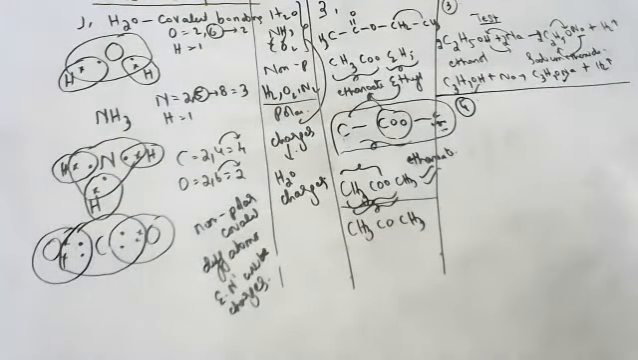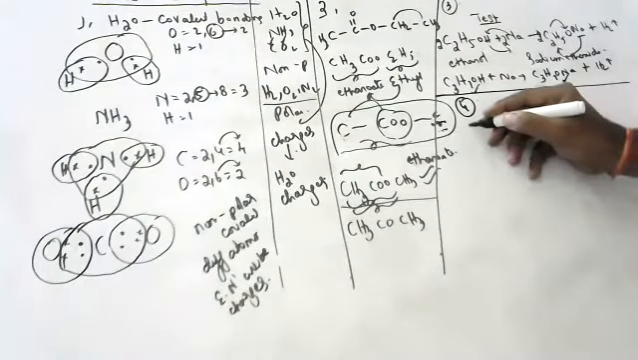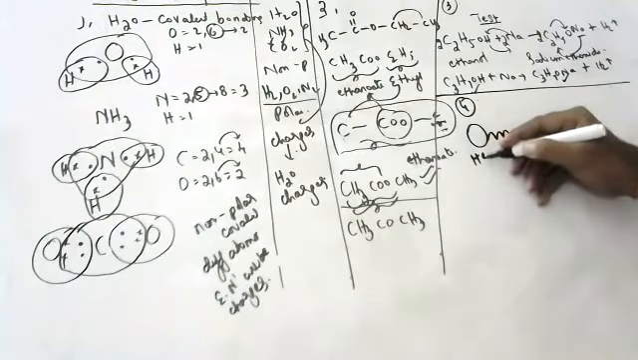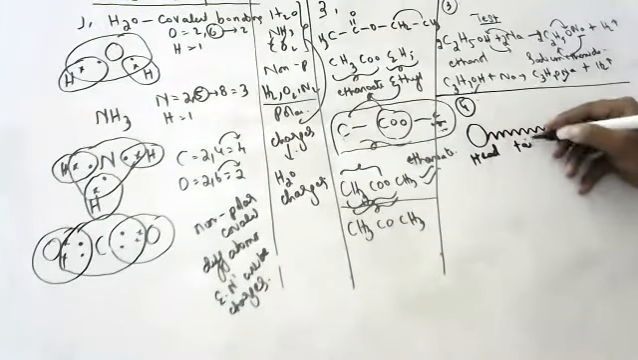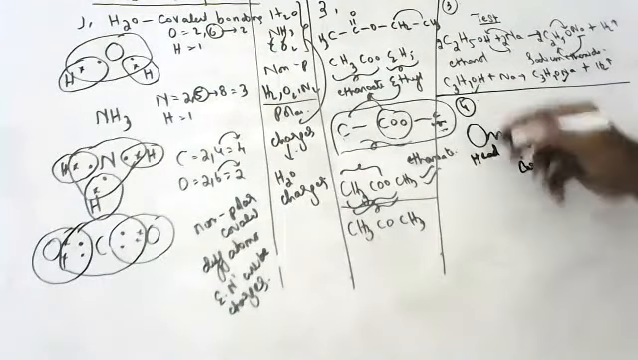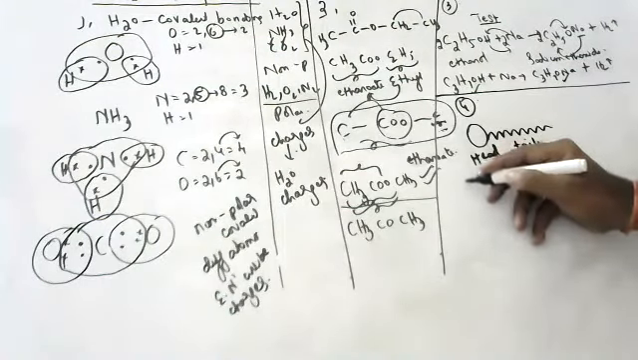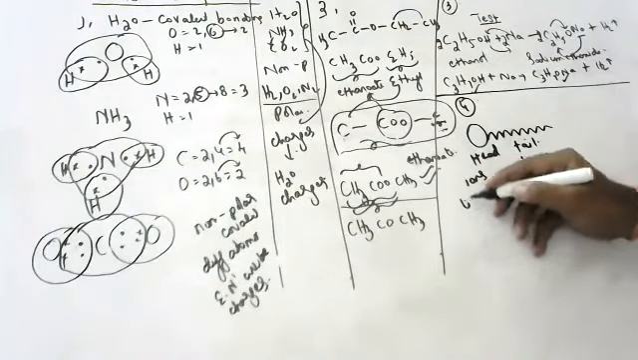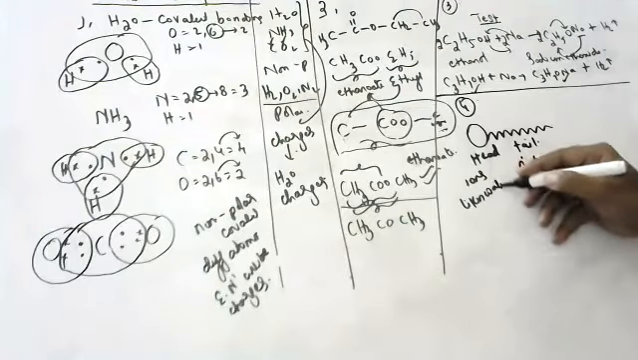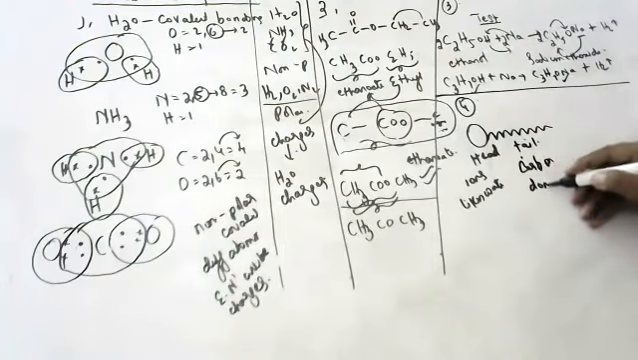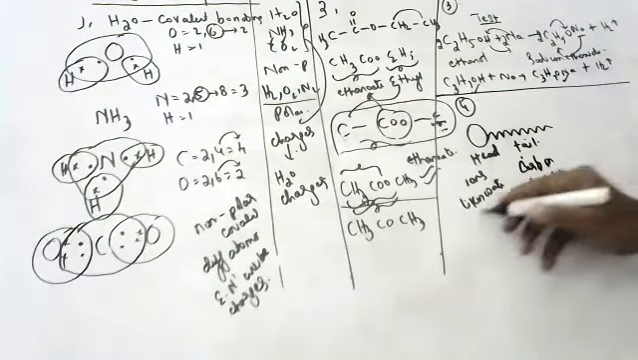Next one, children. The soap molecule, if you remember, we discussed the soap molecule. It will have one head and one tail. Do you remember, children? One head and one tail. The tail is made up of carbon atoms, I told. And the head is made up of ions. Because the head has ions, it likes water, meaning it gets attached to water. Because the tail doesn't have ions, it doesn't like water.